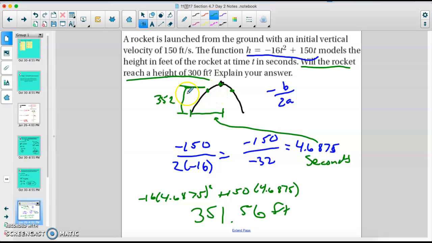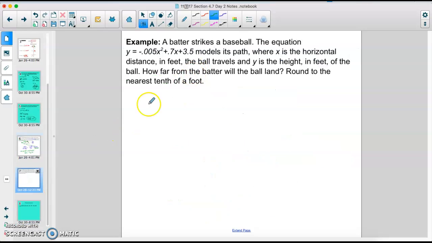And this picture kind of explains it. It got all the way up to 352. On the way up, it hit 300, and then on the way back down, it hit 300. And so that's how we use the discriminant to figure it out. Now our last problem here. Try to do it pretty quickly. I'll probably pause the video here now and again.